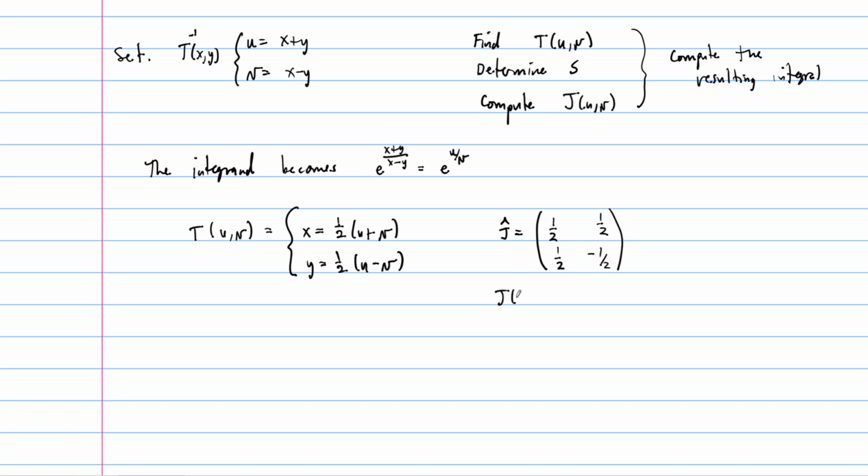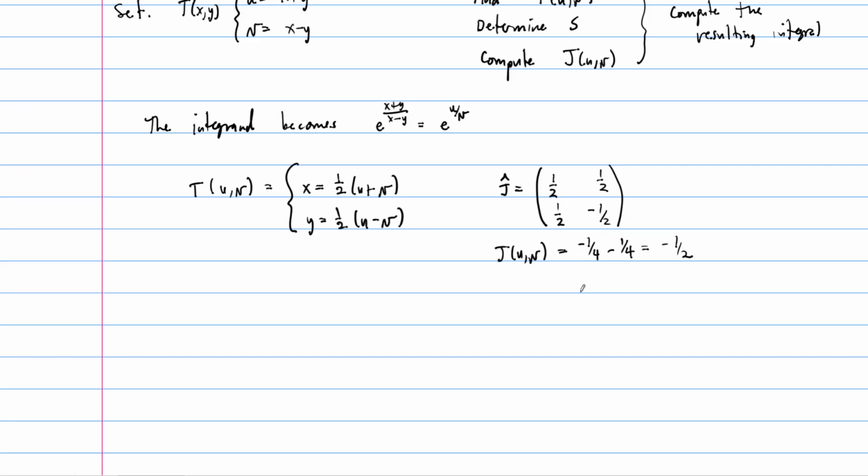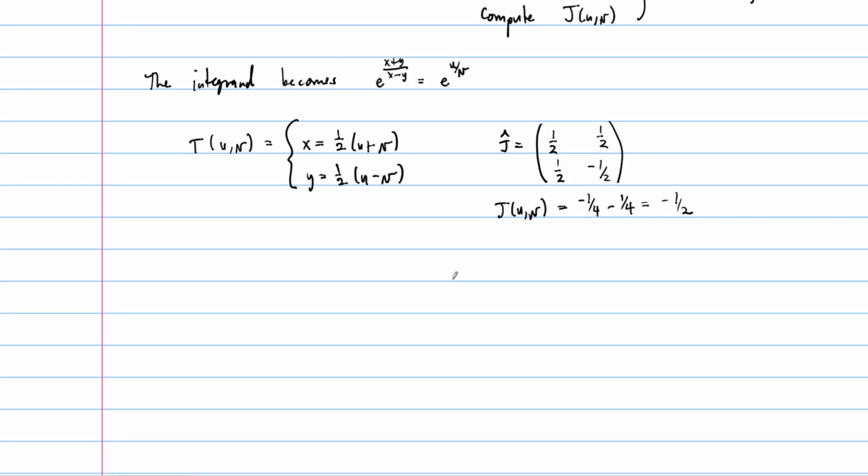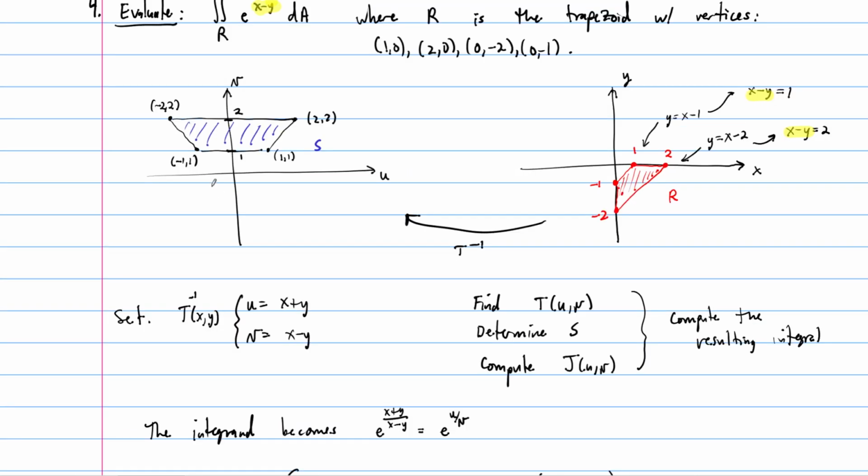And so our function j of uv, which is the determinant of this matrix, is going to be minus 1/4 minus 1/4, right? And so that's going to be minus 1/2. So negative 1/2. All right. So now, how are we going to compute this? So this minus 1/2 is going to go in our integral, right? So what we end up with then is we need to figure out how to integrate this, right?